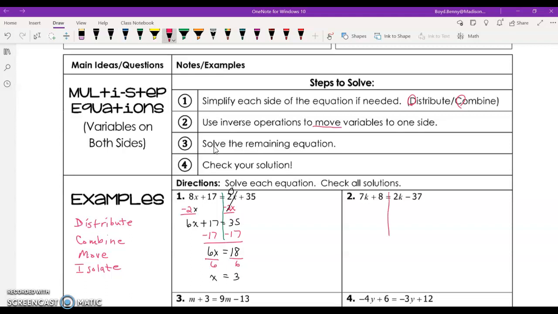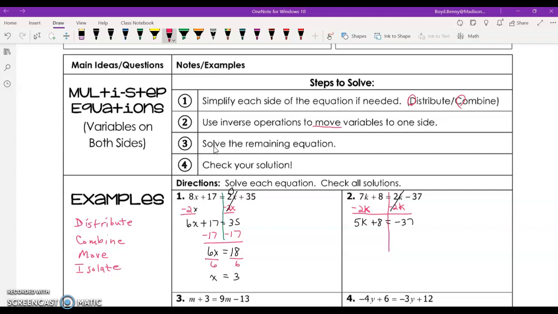So number 2, I'm going to go ahead and draw my line. Again, I've got a 7k on the left. I've got a 2k on the right. I always move the smaller one. So I'm going to subtract 2k from this side, and I'm going to subtract 2k from this side. I need to eliminate one of the k's on one side of the equal sign. So 7k minus 2k is going to leave me with 5k plus 8 equals, this is 0, negative 37.